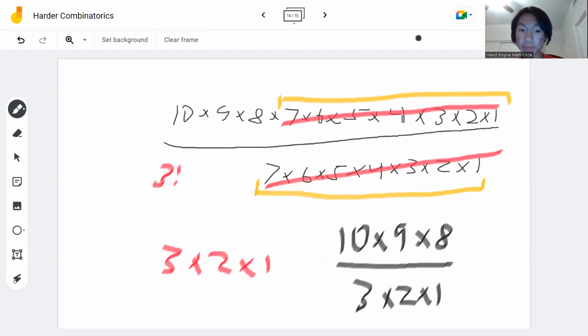So does that make sense, everyone? Again, don't be scared by that big equation or the big formula.